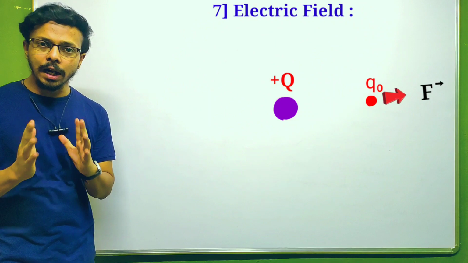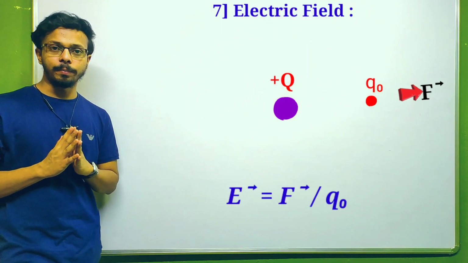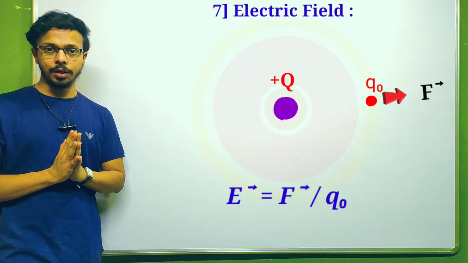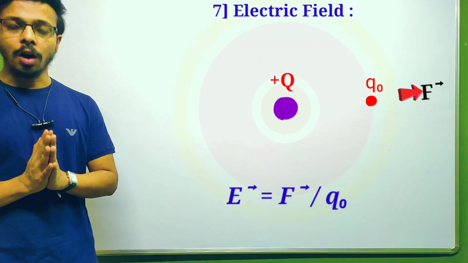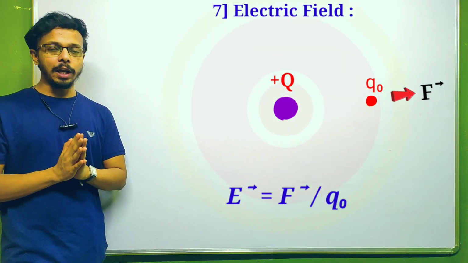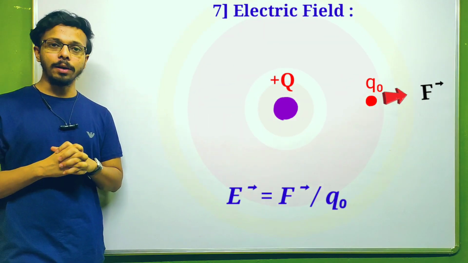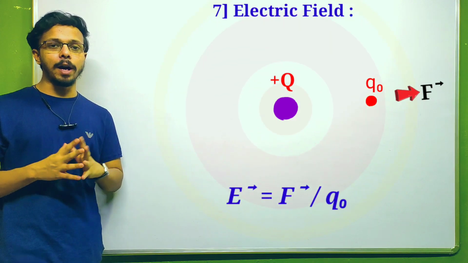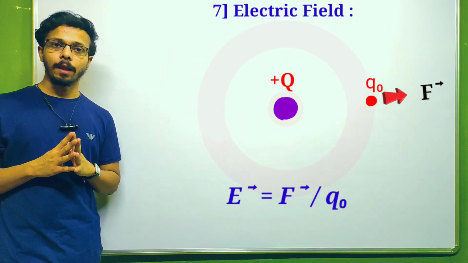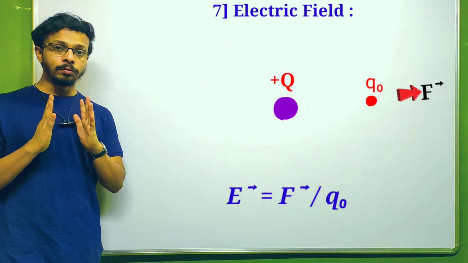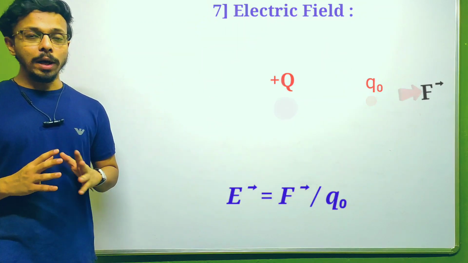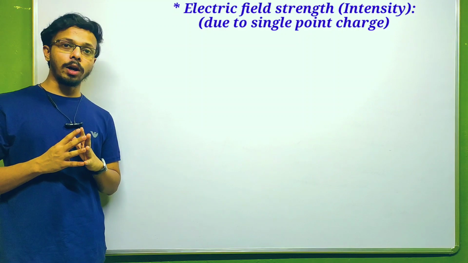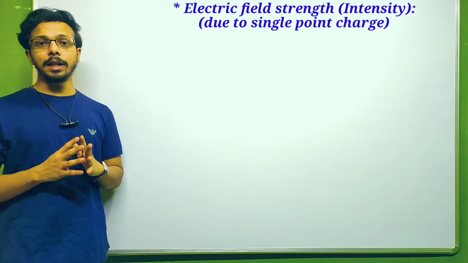So now we have a clear idea of what the electric field is. Electric field is force per unit charge. Here the unit charge, or test charge, I am taking as q naught. Okay. So electric field is force per unit charge. In this way we can define the electric field. Okay. Now let us understand what is meant by electric field strength, also called electric field intensity.